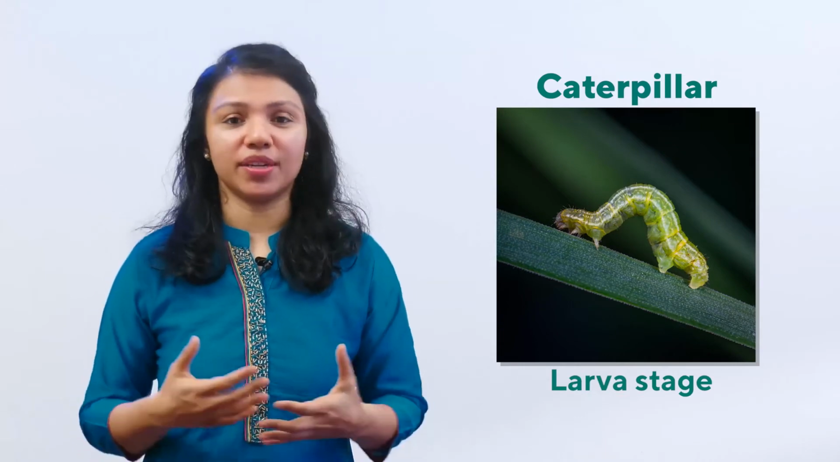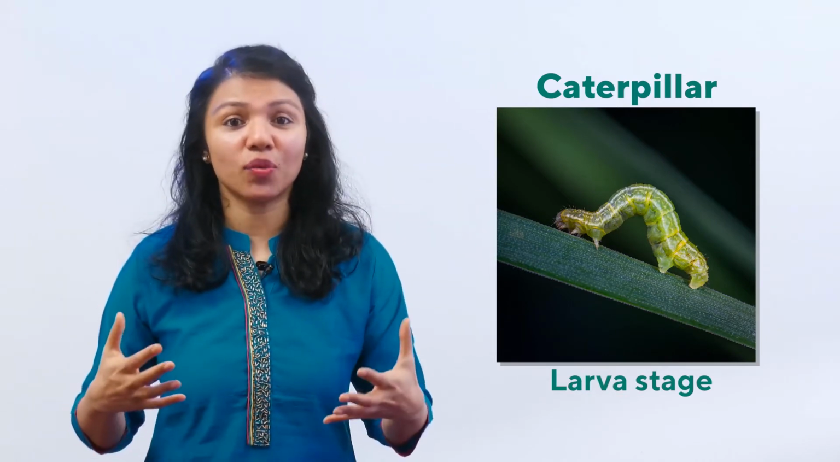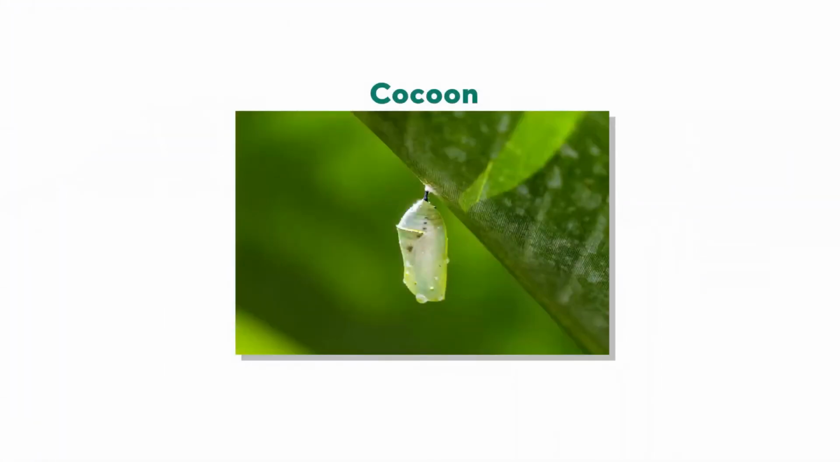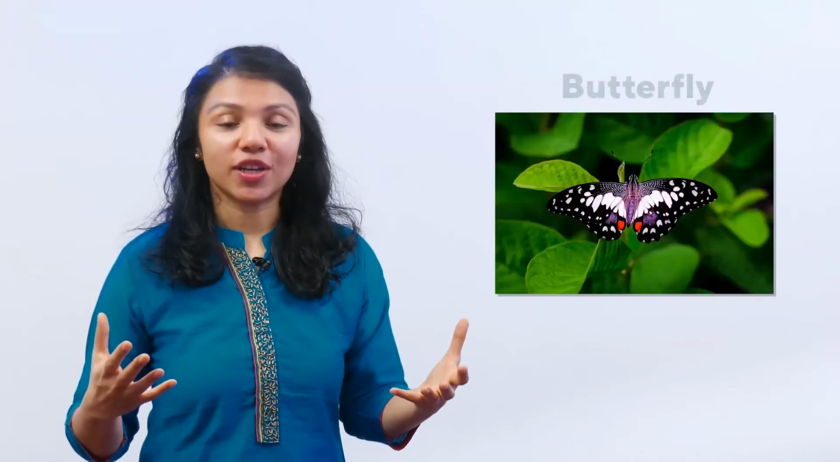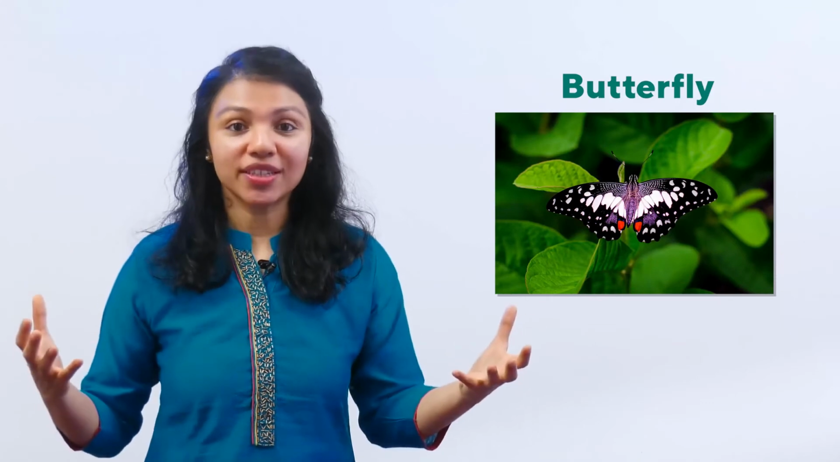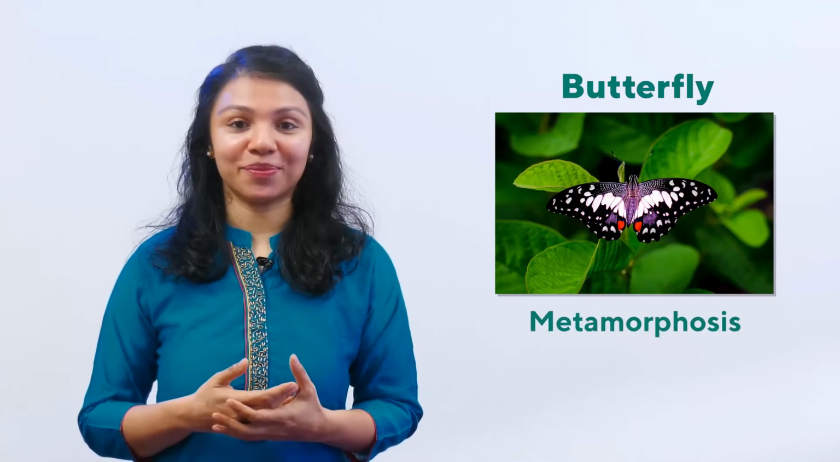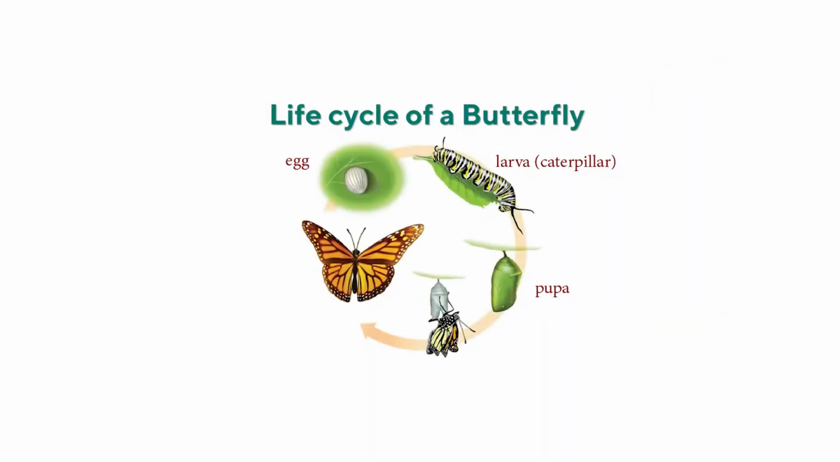Caterpillars are forever hungry. They keep eating and gaining a lot of weight. They get rounder and rounder by the day. After a while, they spin around them a protective cover called cocoon. This stage is called pupa stage. After the pupa stage, the caterpillar turns into a butterfly, and the butterfly breaks open the cocoon and comes out. This is called metamorphosis. So that's it about the life cycle of a butterfly.